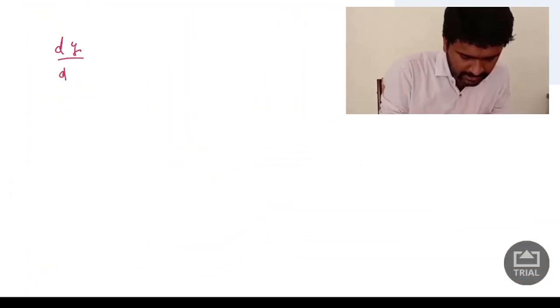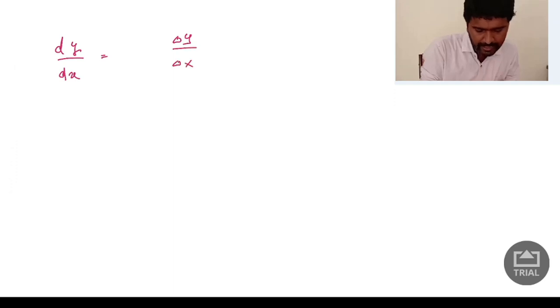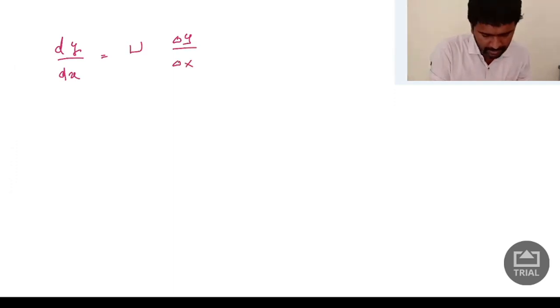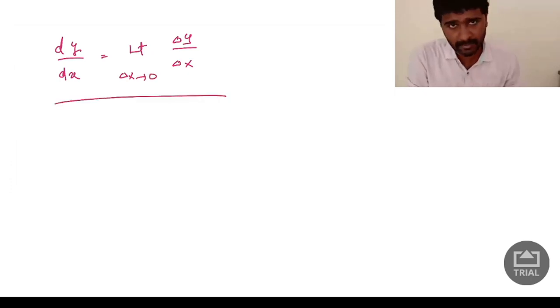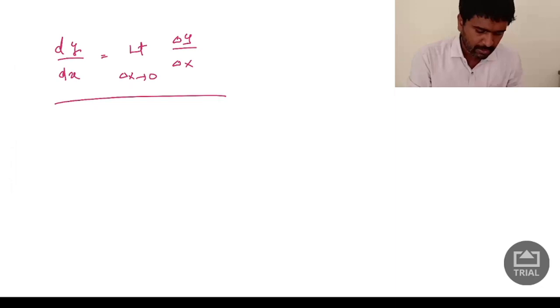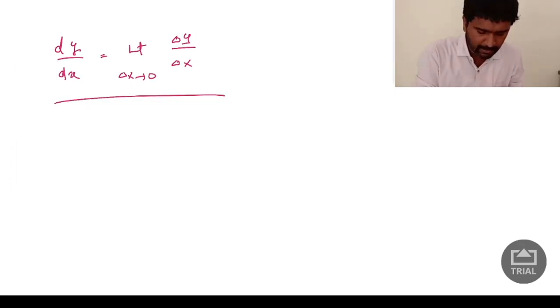Now let us start our discussion on differentiation. Yesterday we gave the rate at which y is changing with x: dy/dx equals limit delta x tends to 0 of delta y by delta x. So this is the general equation we gave yesterday. Now even we have got dy by dx if y equals x square.